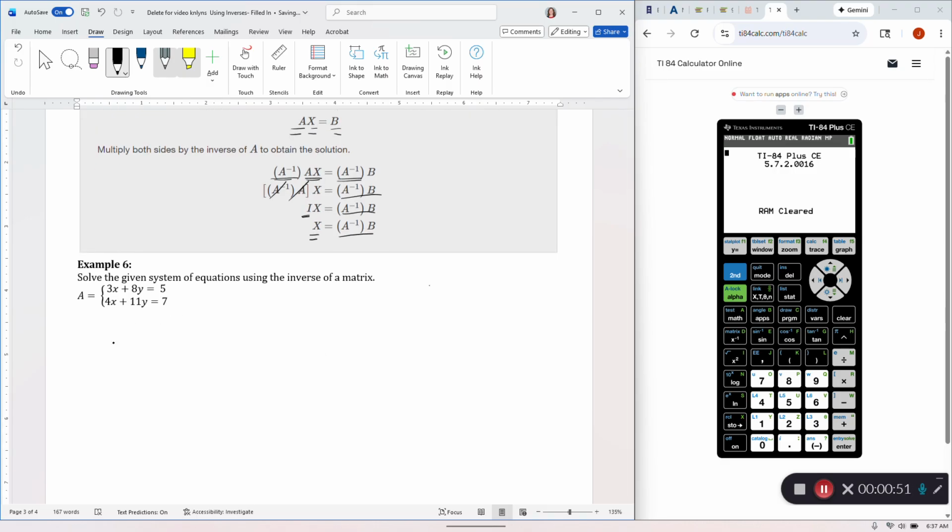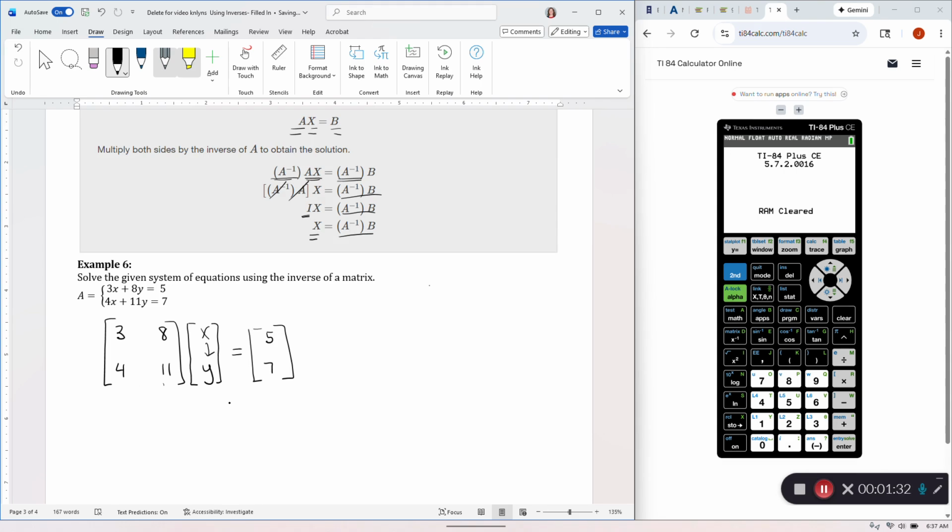This is the matrix 3, 8, 4, 11. And then if I put the variable matrix right here and I call it x, y, imagine yourself doing matrix multiplication here. It would be this horizontal times this vertical. So it would be 3x plus 8y. Same thing with the bottom row. It would be 4x plus 11y. Okay? All right. And then this equals 5, 7. Let's get rid of the extra lines.